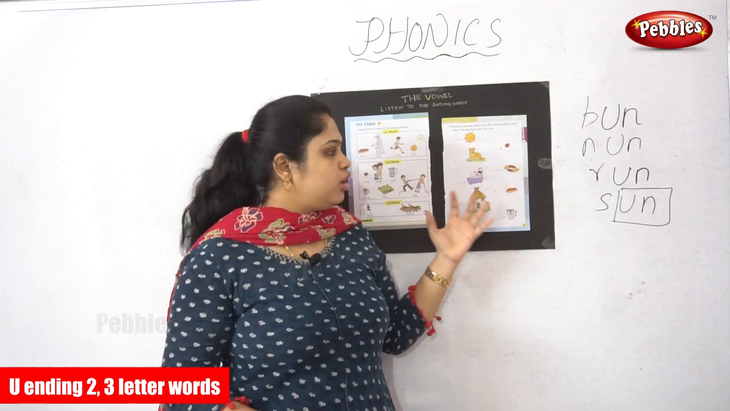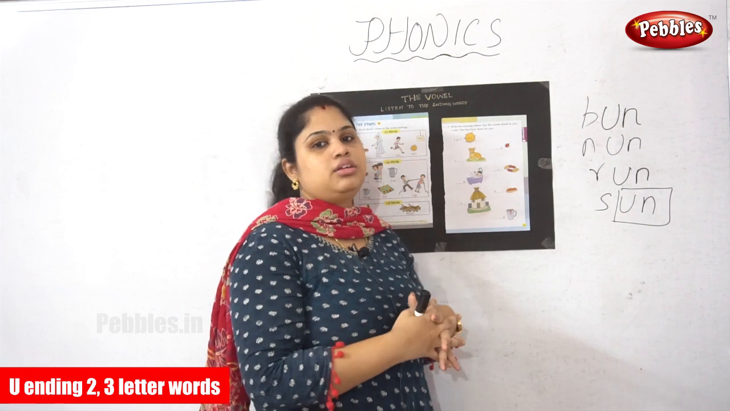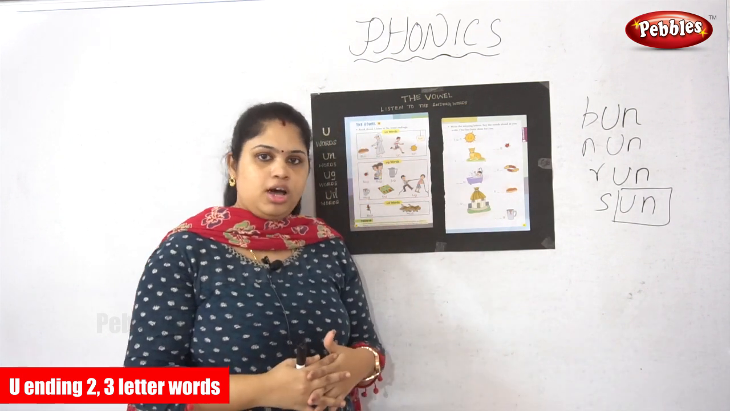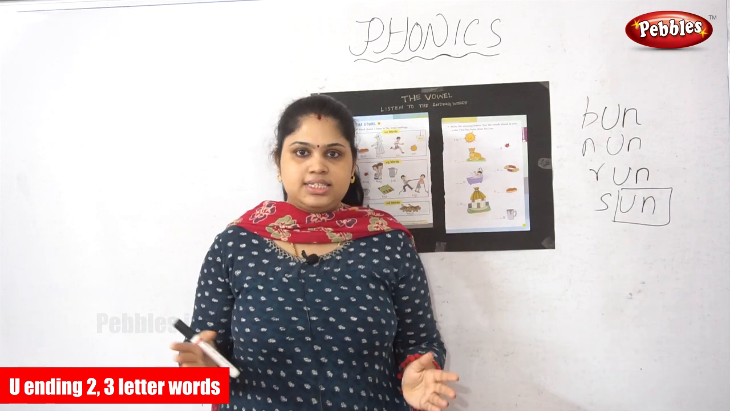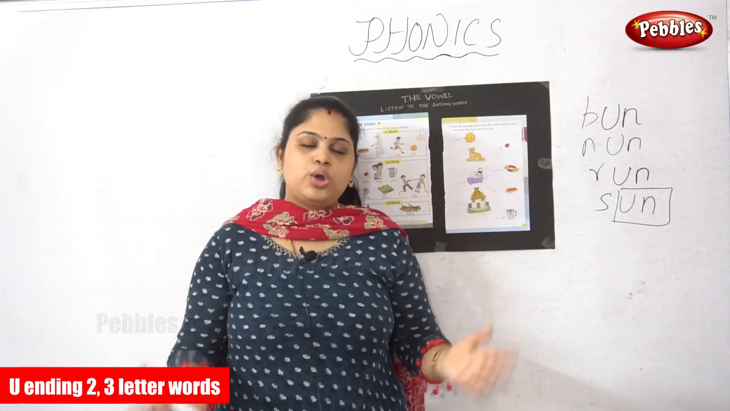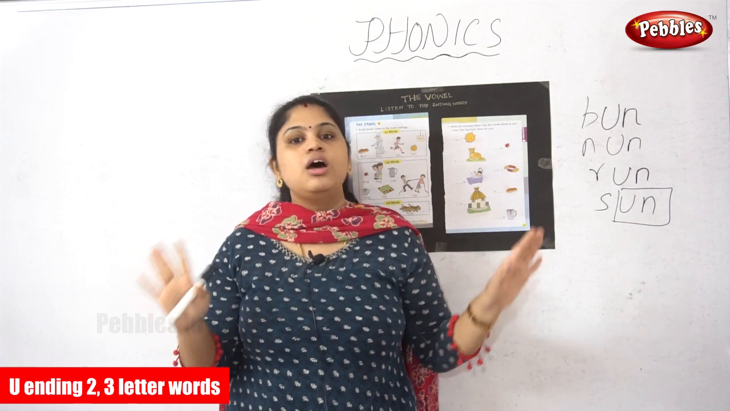Okay, so it has very different kinds of color. With the help of the sun only, we have light, isn't it, children? If there is no sun, we will always live in the night.